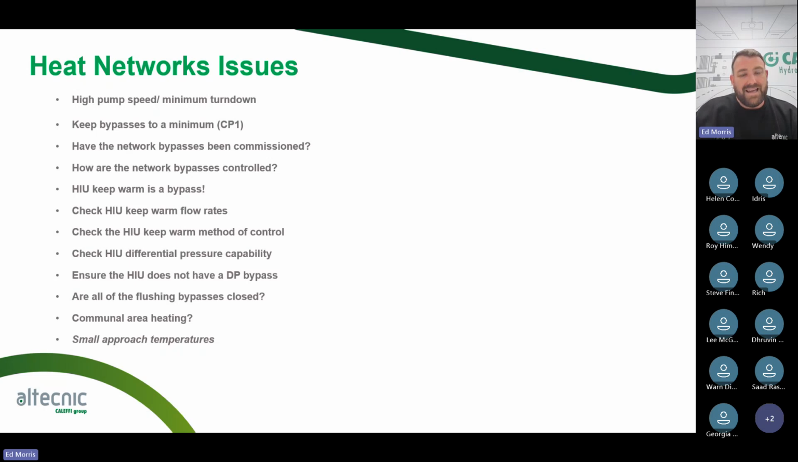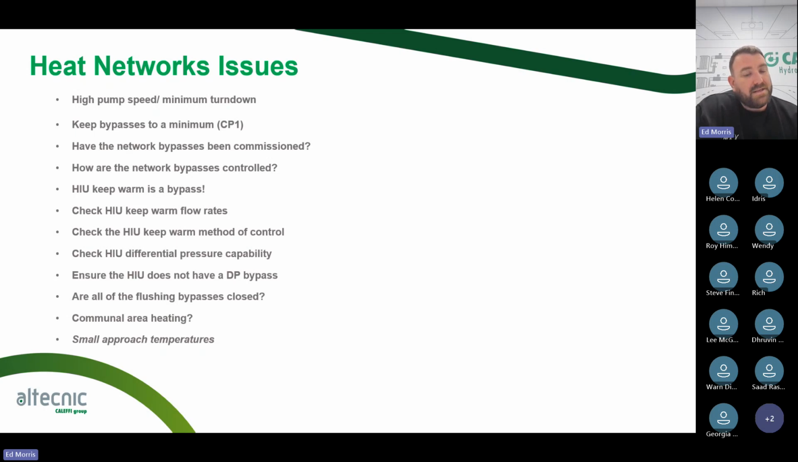The HIU keep warm is a bypass. If you're trying to keep your HIU warm at any one time, or keep that domestic hot water plate warm, it will act as a bypass. It's an open loop between the flow and the return. Check your HIU keep warm flow rates. Is it a trickle bypass? Is it temperature controlled? Is it programmable? Something again we'll look at as we go through. Check the HIU keep warm method. Again, we said, is it programmable, trickle, or temperature controlled?